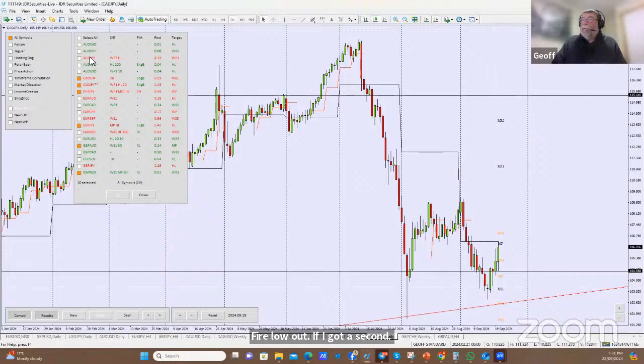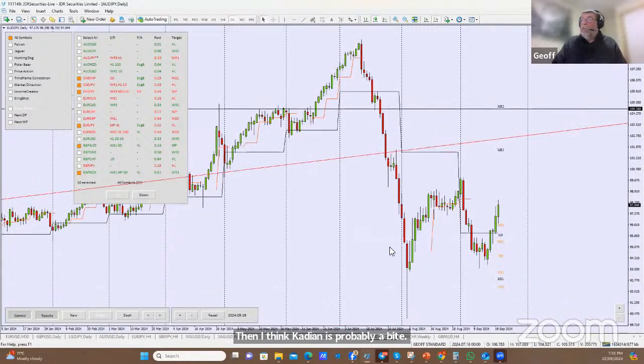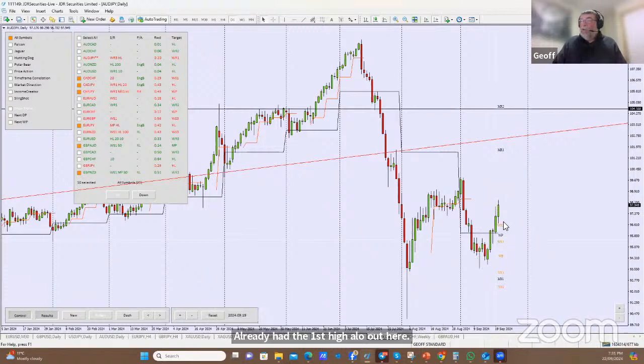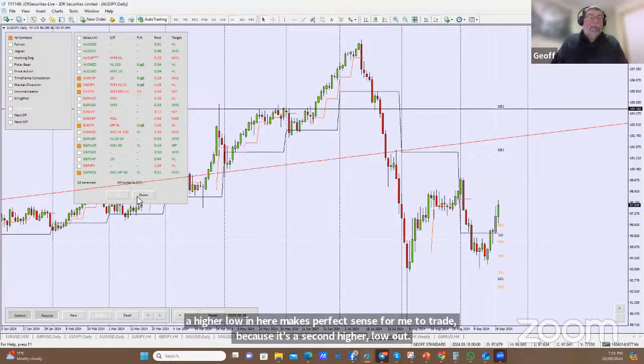I would favour Aussie yen in all of that, but I've already given you the Aussie story. We've already had the first higher low out here. The Aussie story is dependent on the RBA, but either of those with a higher low in here makes perfect sense for me to trade because it's the second higher low out, and they're the ones I want to capture.